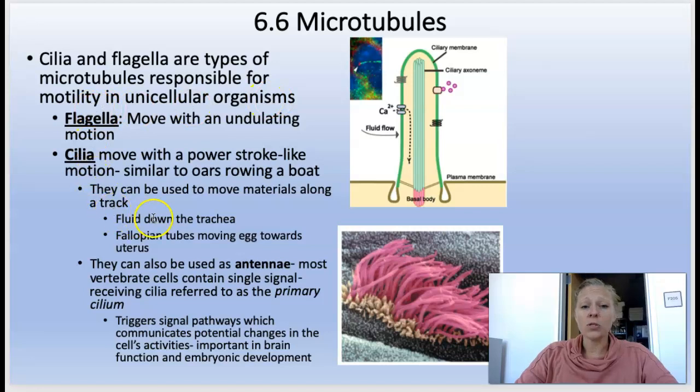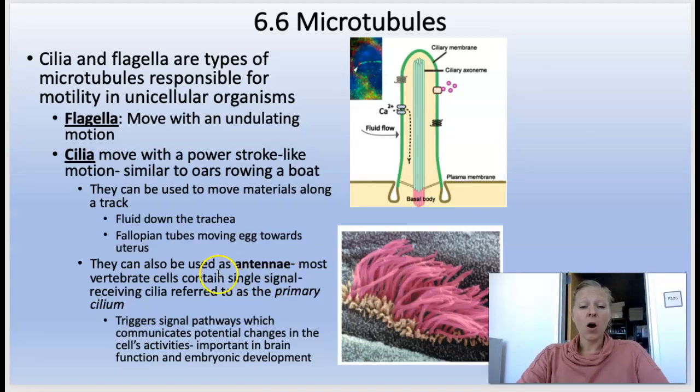So the cilia are used to move materials along a track. So if you have saliva that needs to move down your trachea, all of these cilia, which you can see here, are going to help push the materials down where they need to go. Also, in the fallopian tubes, cilia are going to move the eggs towards the uterus.